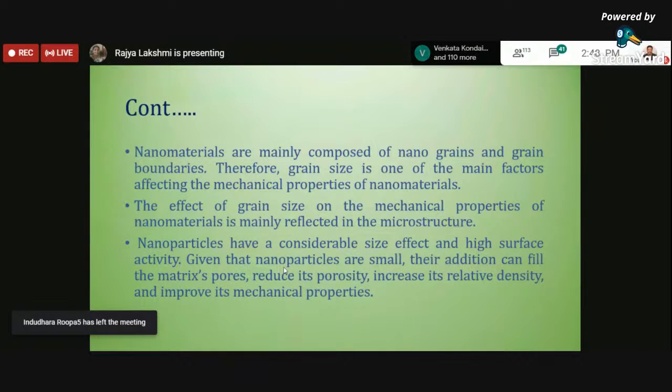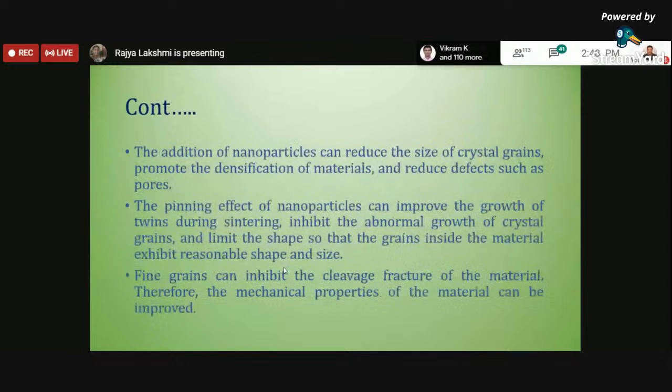So that is why it is completely related to the microstructure. Nanotechnology is completely related to matter or molecular engineering only. And addition of nanoparticles can even reduce the size of crystal grains, which promotes the densification of the materials and reduces defects such as pores. If there is no pore, automatically hardness will be improved. If the porosity is decreased, automatically hardness will increase. So with respect to hardness, the remaining mechanical properties also will improve.